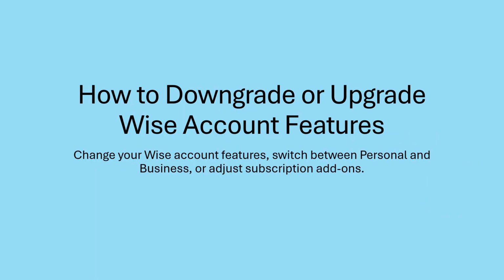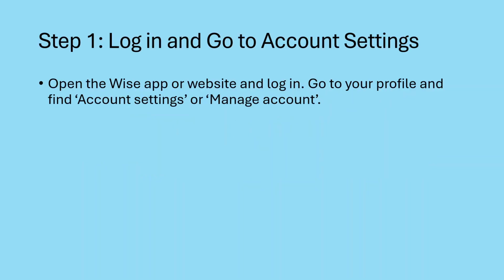In this video, I'll show you how to downgrade or upgrade Wise account features. Step 1. Log in and go to account settings. Open the Wise app or website and click on Log In. Go to your profile and find account settings or manage account.